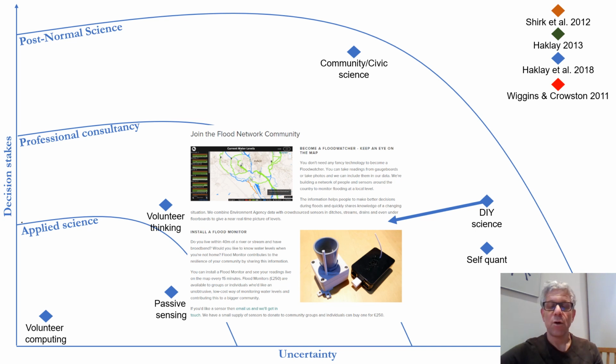DIY science also provides us with an example of Post-Normal Science, because now people are setting up their own system in their own configuration. And in this case of a flood network, there is an issue about how this information interfaces and is used with official information. So far with that type of situation where stakes are high, we haven't seen good and full integration between environmental authorities and participants.